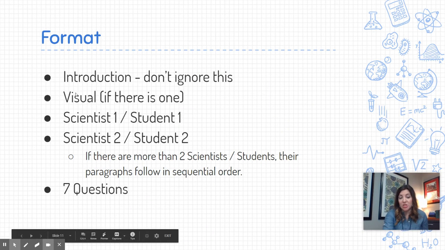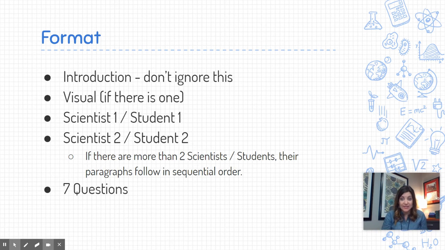I would not ignore the introduction. There is rarely a visual. So this one you'll recognize because it's almost all text. I've seen one before that had like a table with it, and it was like, here's what student 2 thinks. And then you had to kind of read the table to figure out what would match his opinion. But for the most part, they're usually just paragraphs of text.